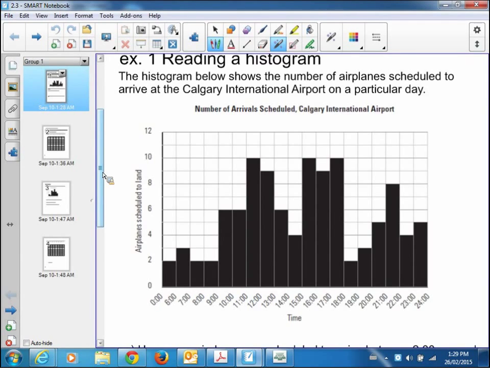Oh, Grade 10, I'm teaching the Math 20 right now, that's why. Anyways, so you don't need to pay attention if you don't need to.